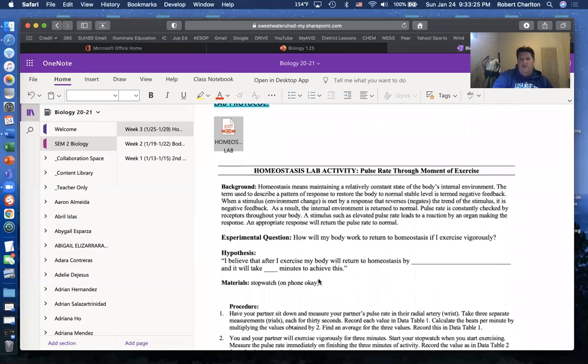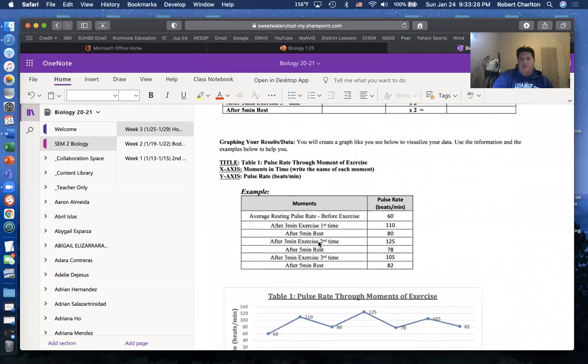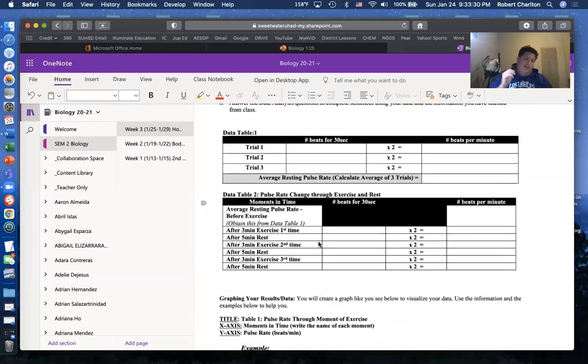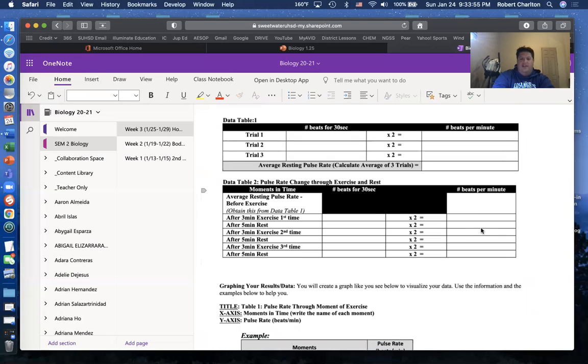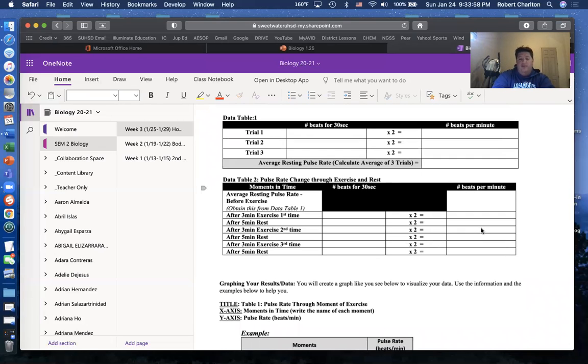You might ask, what is this about? It's going to be about measuring our pulse. If you could do it on your wrist, great. If you want to do it up here, great too. And so you're going to find your resting pulse rate. You're going to do 3 minutes of exercise, take your pulse rate. Then you're going to do 5 minutes of rest, take your pulse rate, then another 3 minutes of exercise, another 5 minutes of rest, then another 3 minutes of exercise, 5 minutes of rest. Each time after it's done, taking your pulse and measuring it. And then that will be the data that you actually graph. And we're going to see how your body responds to exercise and then rest, exercise and rest. Homeostasis. That's how your body reacts.